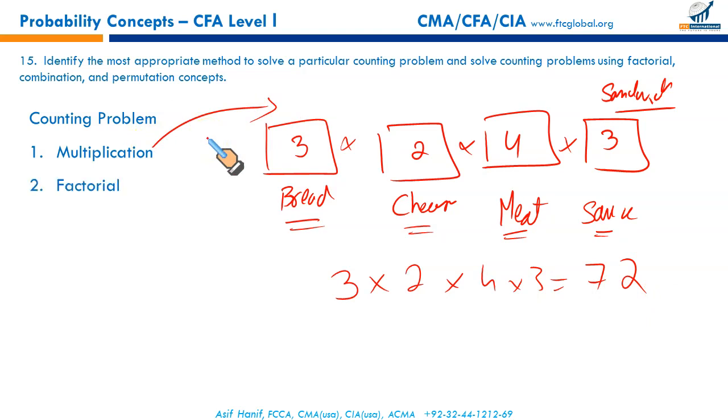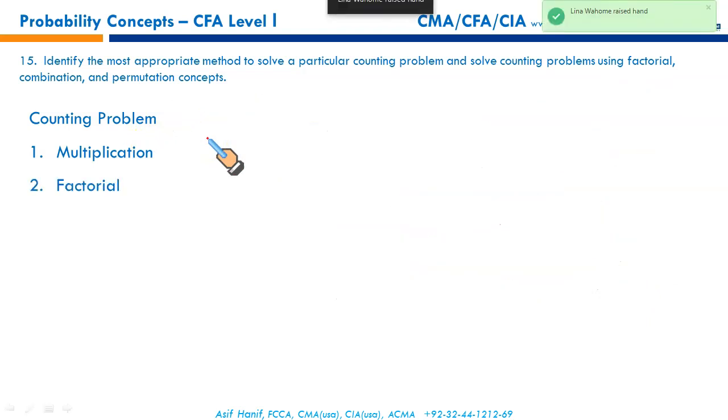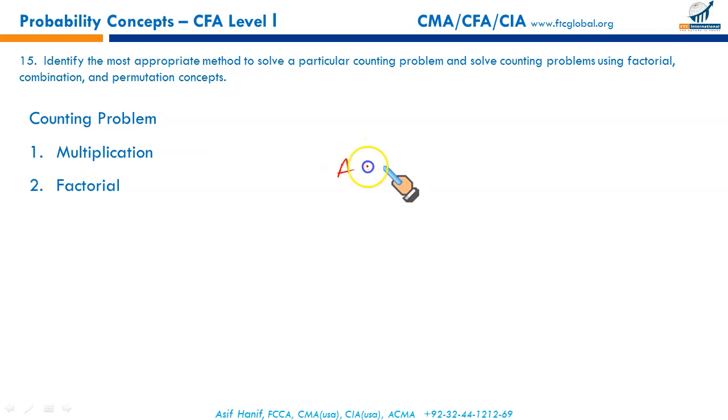Next, factorial. Factorial is used when there are no groupings as such. We just want to arrange things in a specific order. For example, you are asked to rank your 4 most favorite movies, A, B, C, D. How many different ways are there to rank my top 4 favorite movies? There is no grouping again. So it's simply going to be 4 factorial.